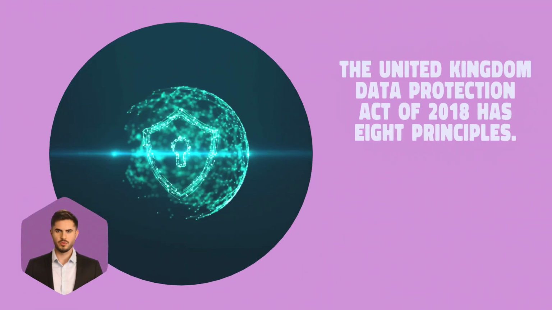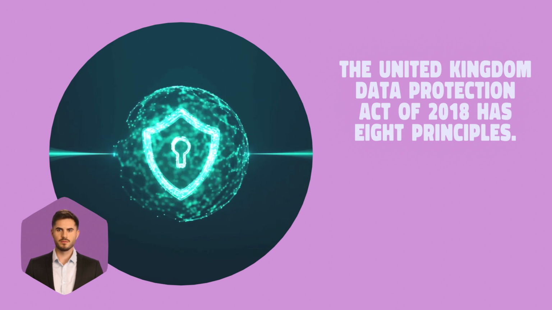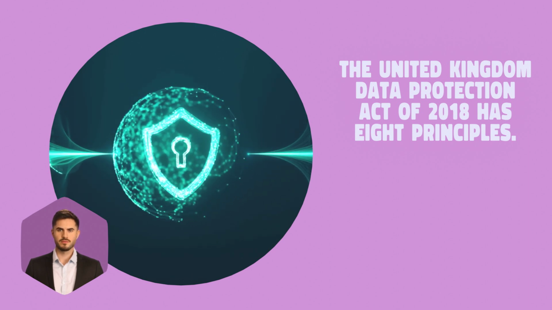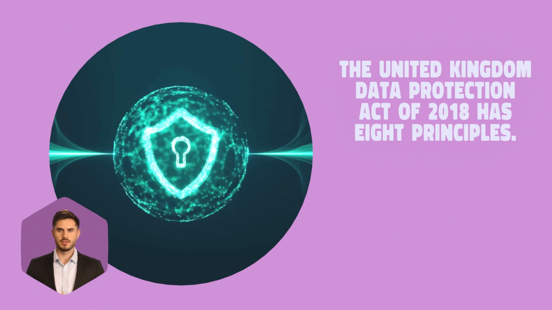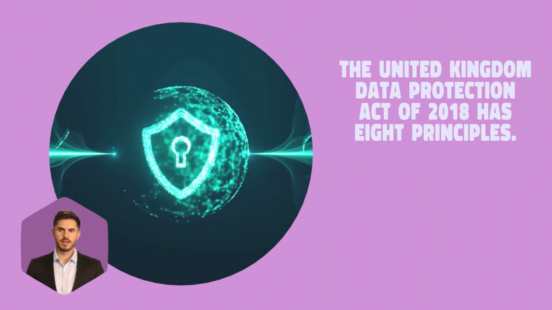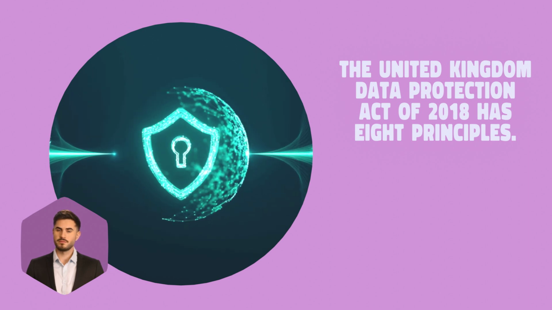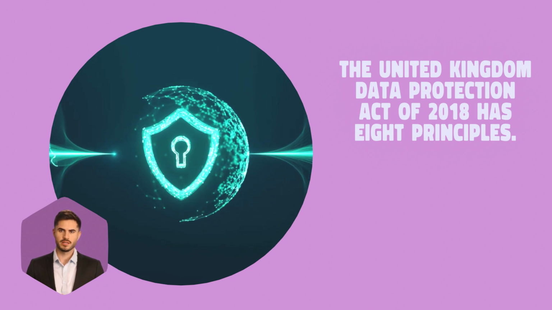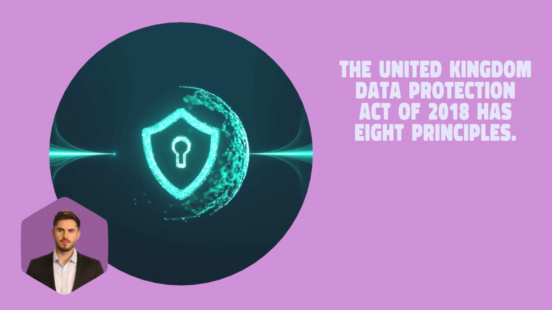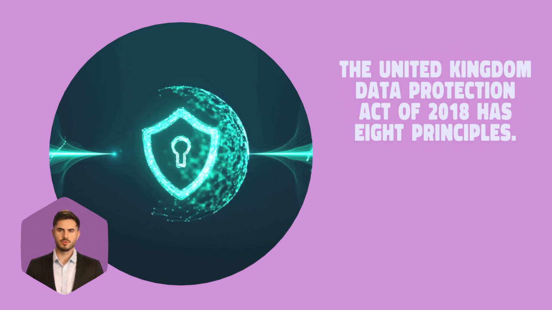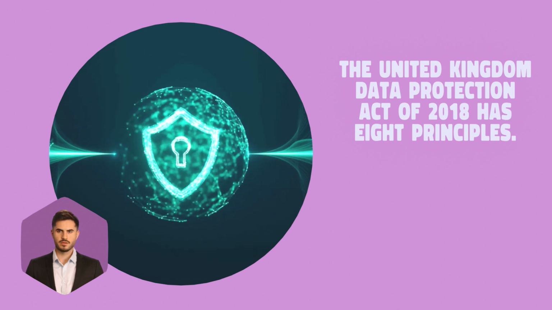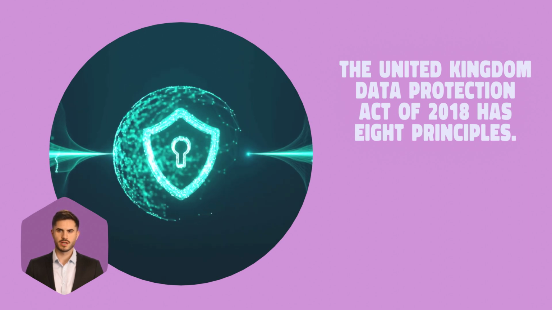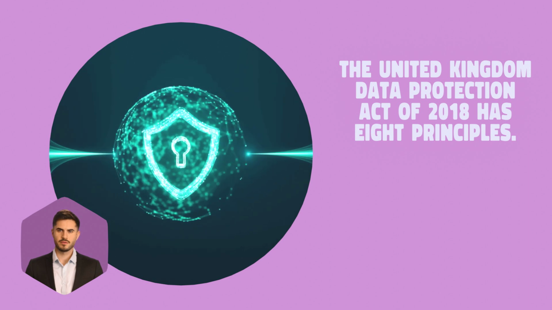UK DPA has 8 principles. They are: data should be processed fairly and lawfully. Data should be processed for specifically stated purposes. Data should be adequate, relevant, not excessive. Data should be accurate, up to date. Data should be kept no longer than necessary. Data should be processed in accordance with the rights of the data subject. Data should be kept secure and protected. Data should not be transferred outside of the UK unless the country provides the same level of data protection.